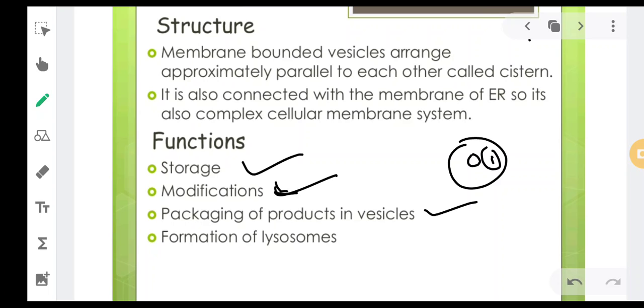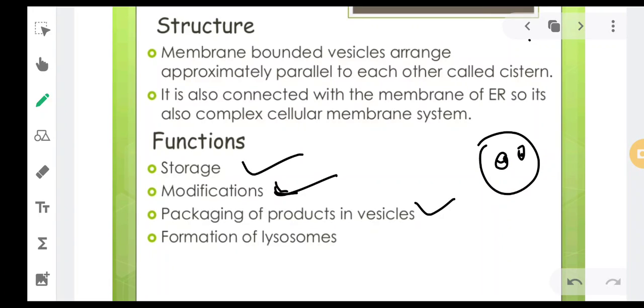Suppose you have carbohydrates and proteins present inside the cell. The Golgi apparatus will form small packets or sacs inside the cell for a particular nutrient. Suppose carbohydrates, it will group all the carbohydrates at one place. Suppose there are proteins, it will group all the proteins in one place. Suppose there is water, it will group water at one place. Suppose there is oxygen, it will group that oxygen at one place. And then formation of lysosomes, which is very essential. This is the main function.